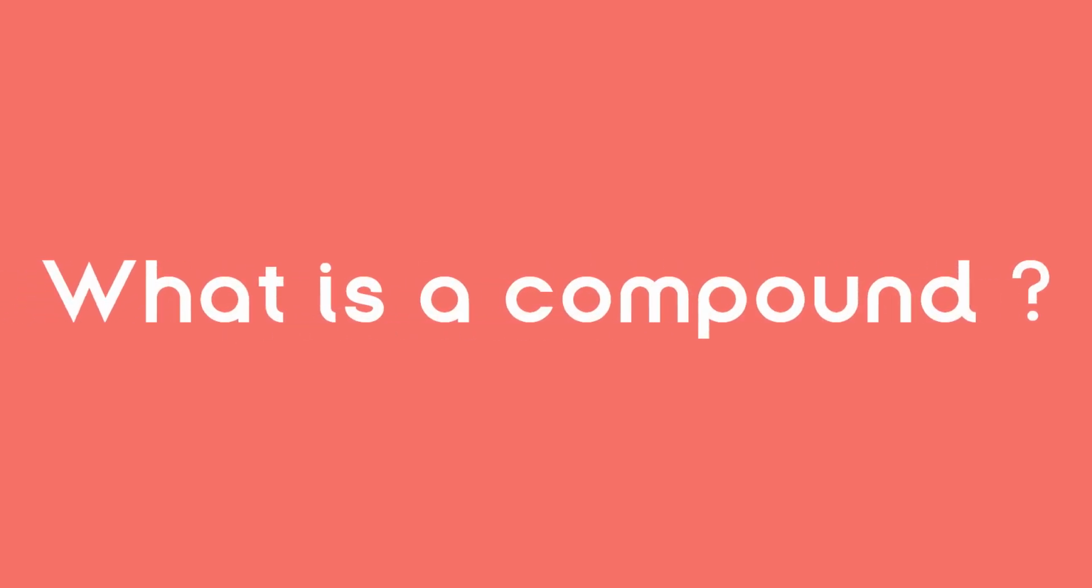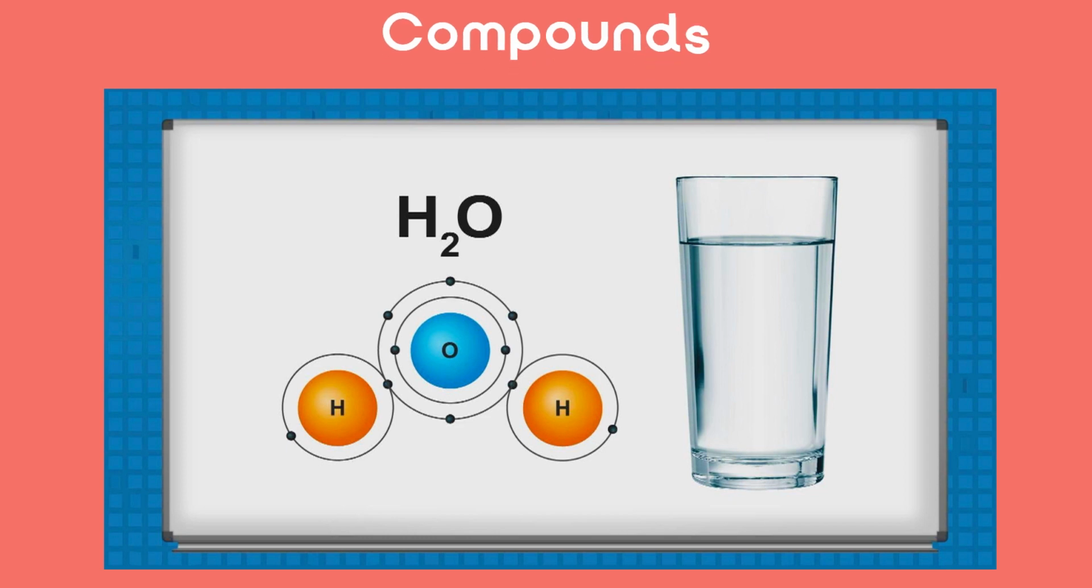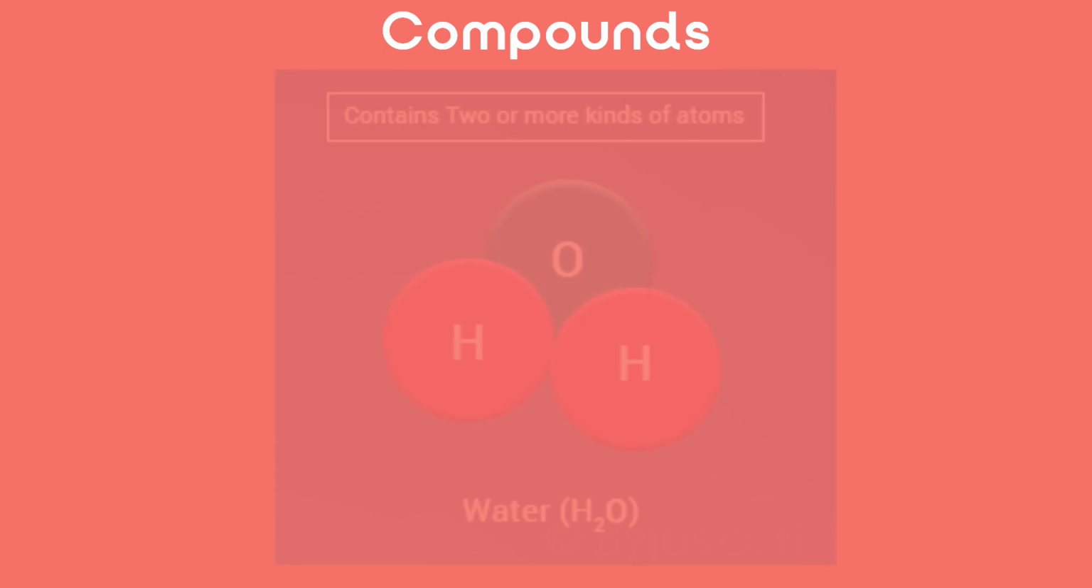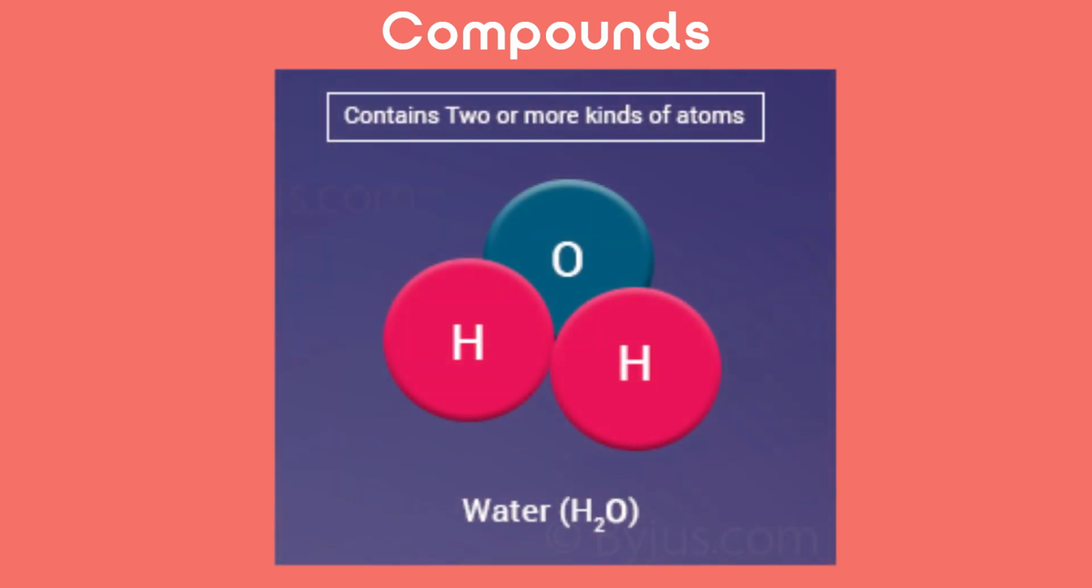What is a compound? A compound is a chemical substance composed of many identical molecules composed of atoms from more than one element held together by chemical bonds. Look at this picture, the two hydrogen atoms bonded with the oxygen atom. In simple words, compounds are chemical substances made up of two or more elements that are chemically bound together in a fixed ratio.